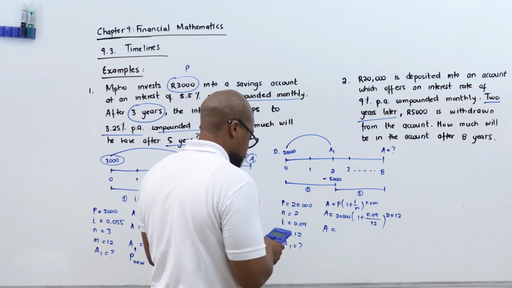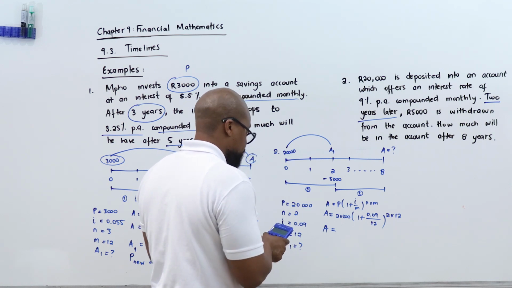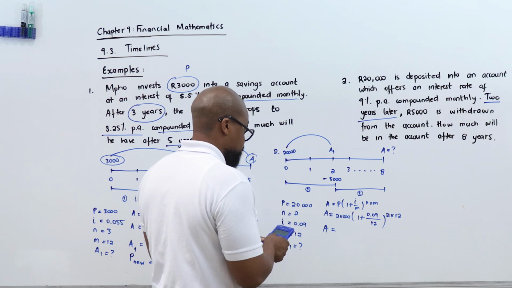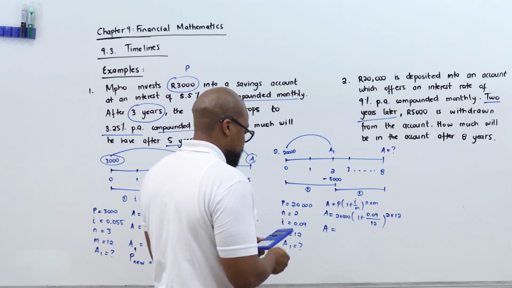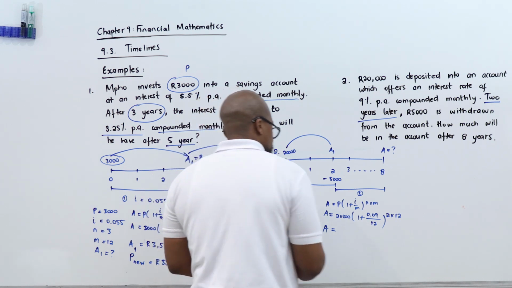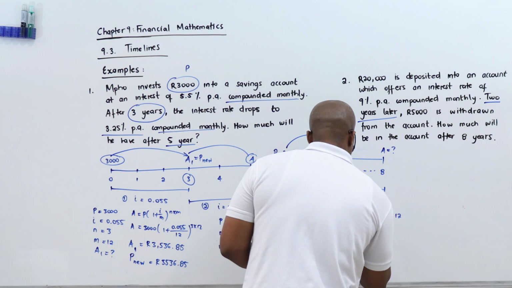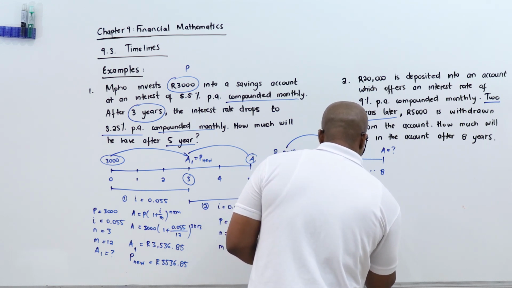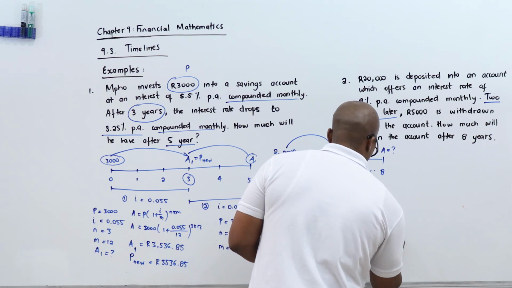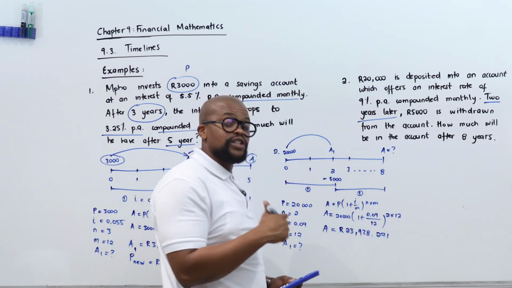20, bracket 1 plus 0.09 divided by 12, and all of that is raised to the power of 2 multiplied by 12. So after 2 years, your 20,000 would have grown to 23,928.271. This is how much I have in 2 years' time.